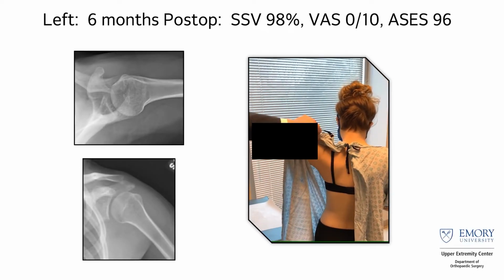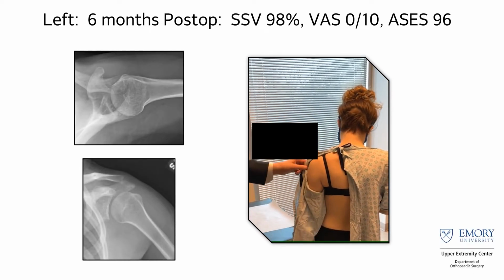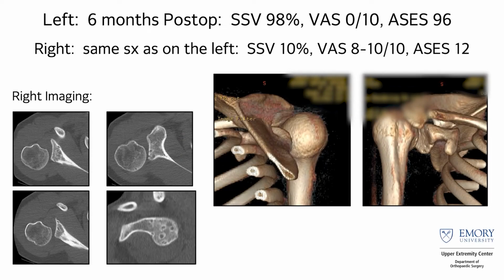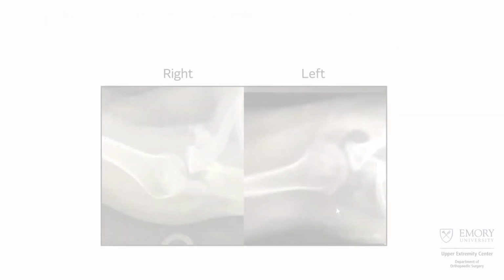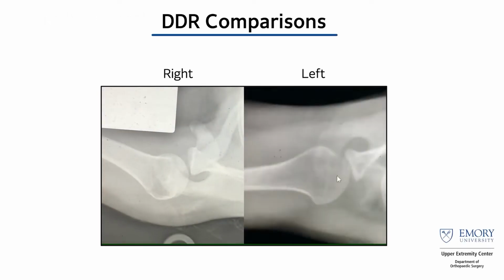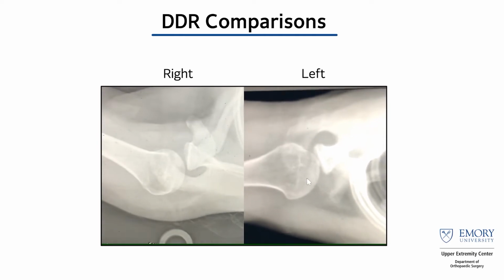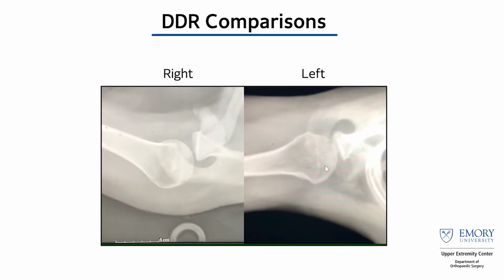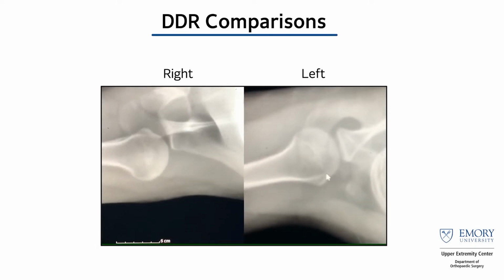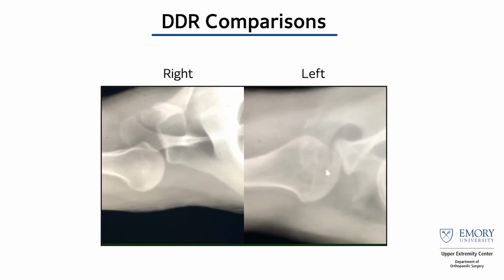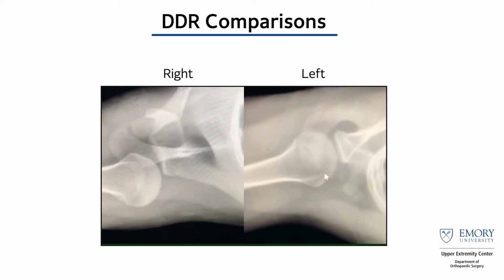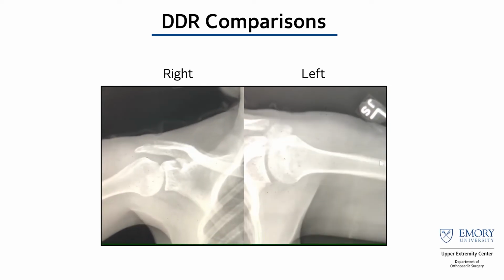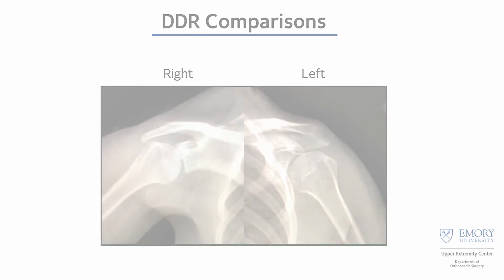Unfortunately, on the right side, the same problem started happening, and she had basically the same imaging on the right side. So posterior decentering, this example of not being able to move her shoulder. And the cool thing was we got the DDR on the left versus right. So the left is the side we operated on, did the latissimus transfer, and you can see how we were able to recenter her head. On the right, you can see how she's posteriorly decentered, and she's posteriorly subluxed, and she's not able to move her shoulder because she's not actually in the glenohumeral joint.